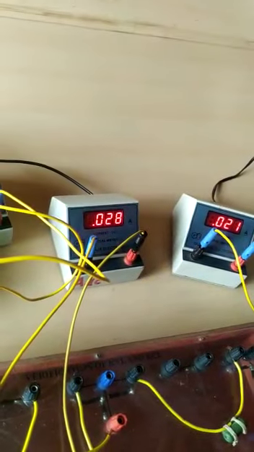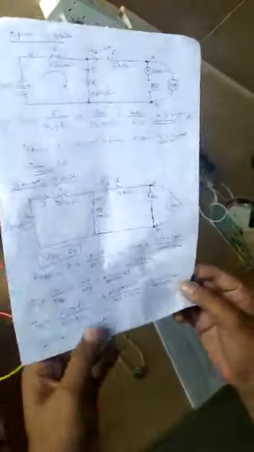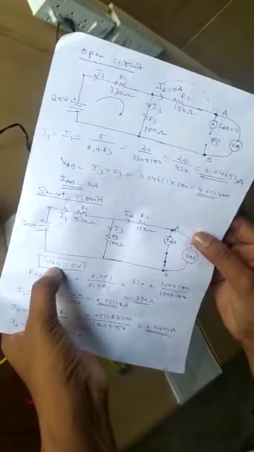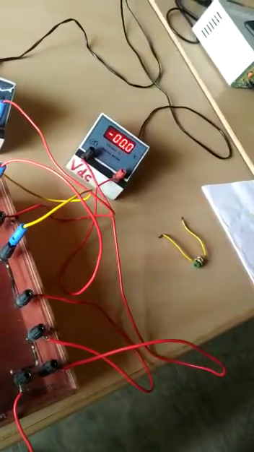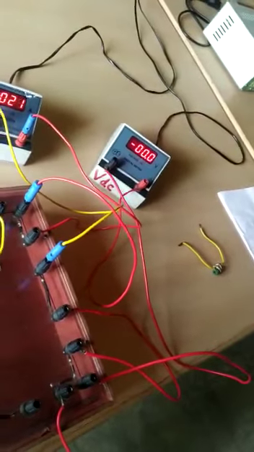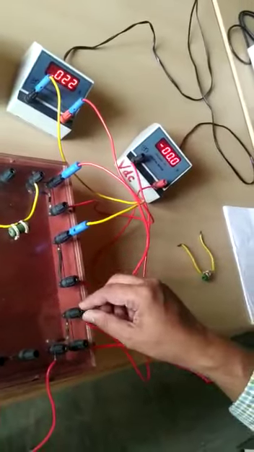Now VAB. VAB will be 0 volts, okay, because it is short circuit. See, practically also we are getting short circuit. Okay. Thank you.